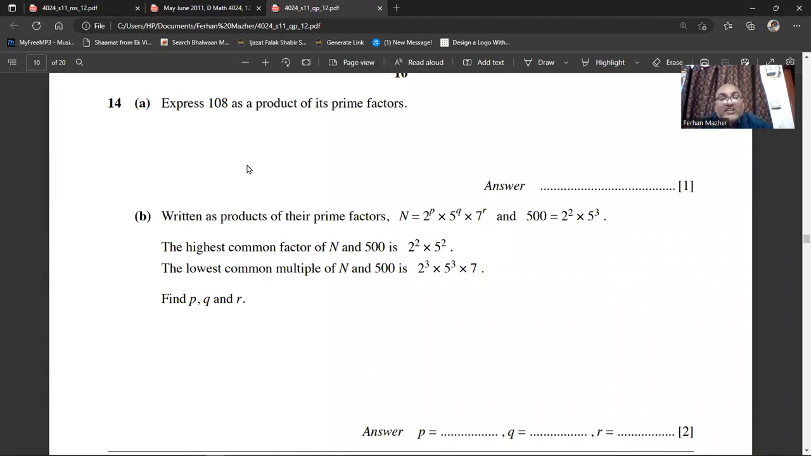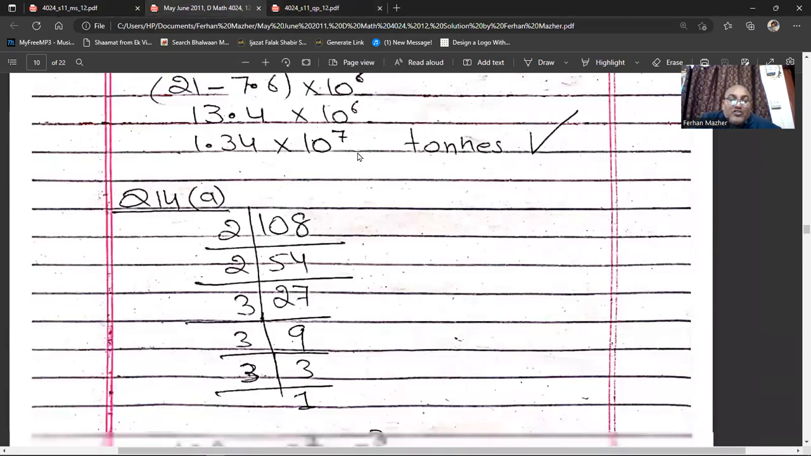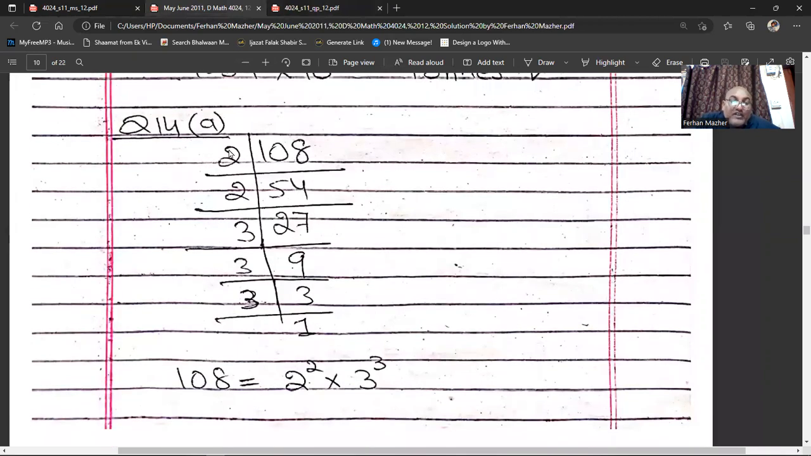Question number 14, A part, he says express 108 as the product of its prime factors. Okay. So I will do the prime factorization. First of all, divide with the smallest possible integer, and I will divide with 2. So you will have 108 divided by 2, and that will be 54. And 54 divided by 2 will be 27. 27 divided by 3 will be 9. 9 divided by 3 will be 3. 3 divided by 3 will be 1. So 108 in the form of its factors will be 2 raised to power 2 into 3 raised to power 3.